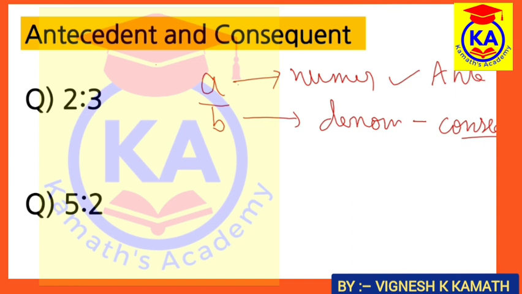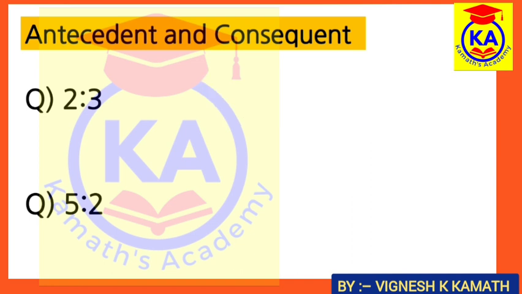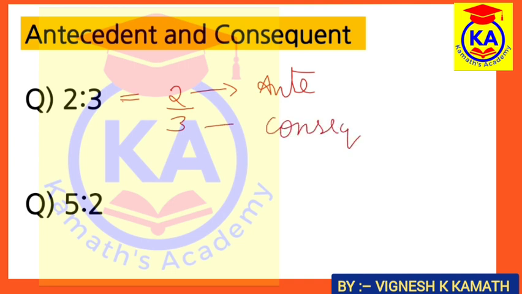We'll see with an example. 2:3. To find the antecedent and consequent, you can do this directly also, but we'll see in detail. 2:3 can be expressed as the fraction 2/3. Now what is the antecedent? The numerator is the antecedent, right? So the antecedent is 2 and the consequent is 3. I'm writing in the short form. 2 is the numerator, so it is the antecedent, and 3 is the denominator, so it is the consequent.